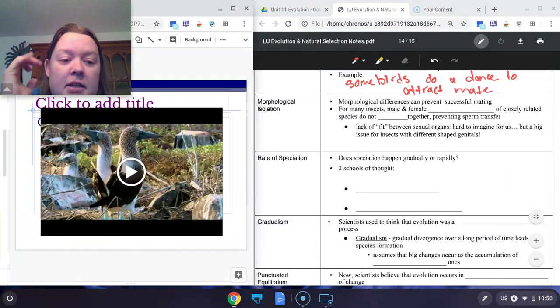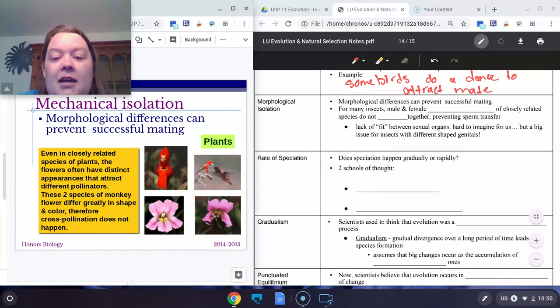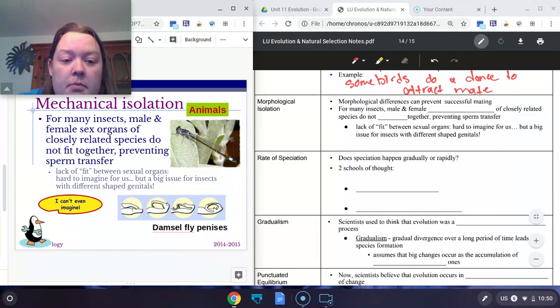All right, and our last type, the fourth type that we're going to talk about, is mechanical isolation, and these are going to be morphological differences that prevent successful mating. For many insects, the male and female sex organs are not closely related enough to actually work.